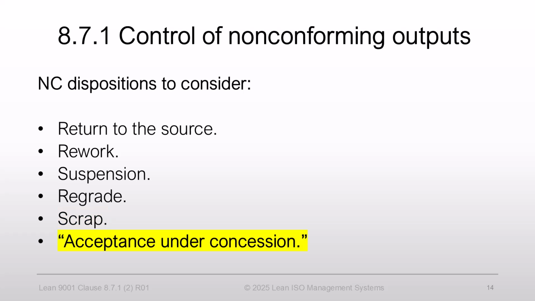Acceptance under concession. This is the most controversial disposition. It involves accepting non-conforming products or services under specified conditions, often with customer approval. We'll dive into this topic in more detail in the next video, as there are many issues to discuss.